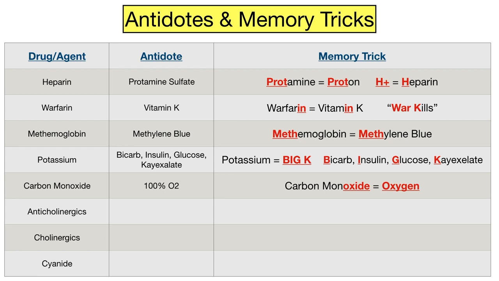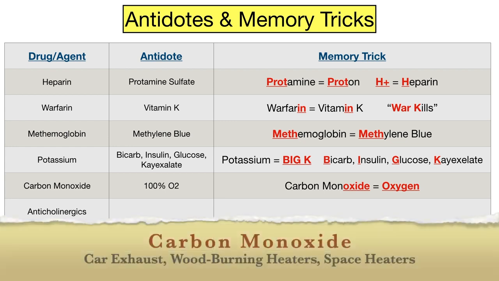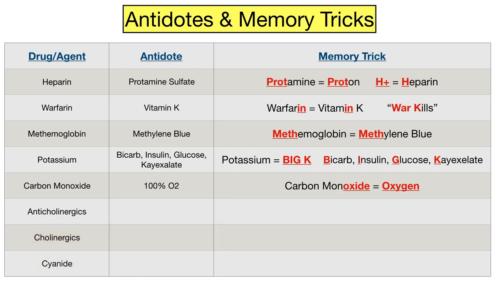The easy way to remember this is to use the oxide in carbon monoxide to think of oxygen. A quick bonus tip for board and medical exams is if a question stem has to do with exposure to automotive exhaust, wood or coal burning heaters, space heaters, or propane-fueled heaters, then think of carbon monoxide exposure, especially if multiple people in the same household or pets are affected.